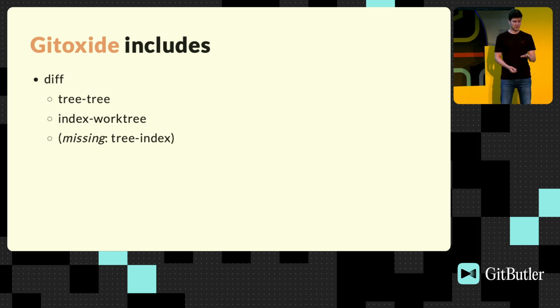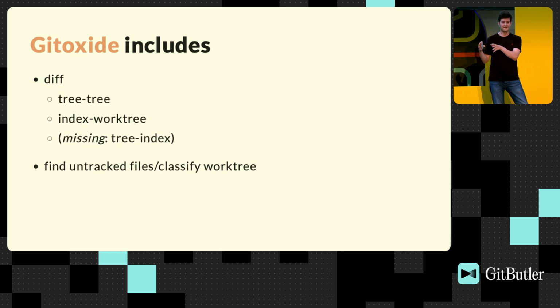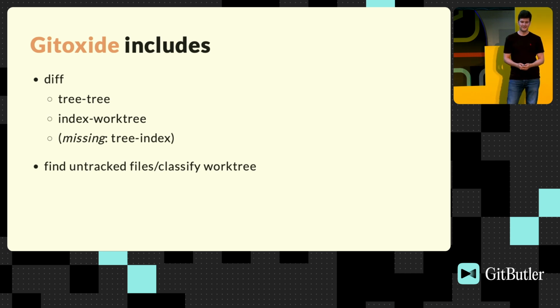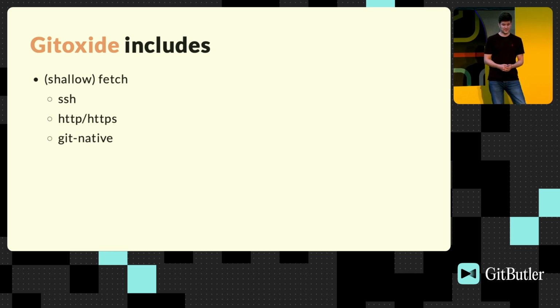And there's a whole bunch of diffing implemented. So you can diff trees with trees, the index with the work tree, and a tree with an index is unfortunately still missing, but shouldn't be too much work. Then you can find untracked files or classify the work tree, which is really just traversing the work tree and knowing what each file is. And that's really a fun implementation. Should look at the code. It just lives through tests because the logic is very, very complex, and the tests really drive that home. Anyway, let's continue with more stuff that it includes.